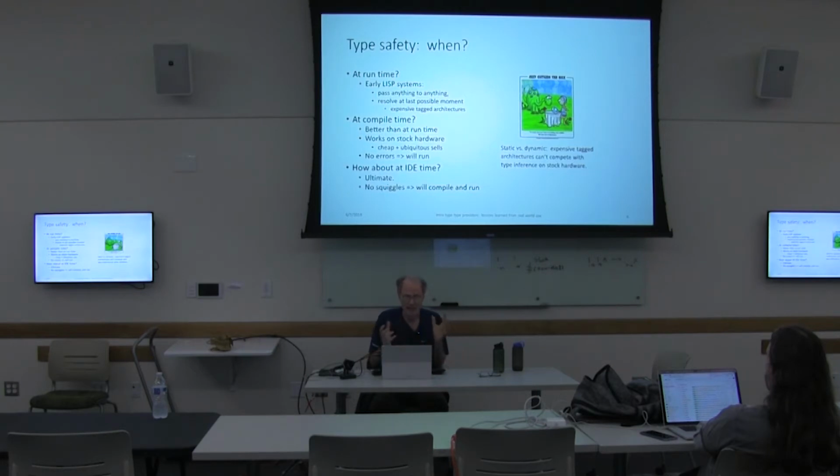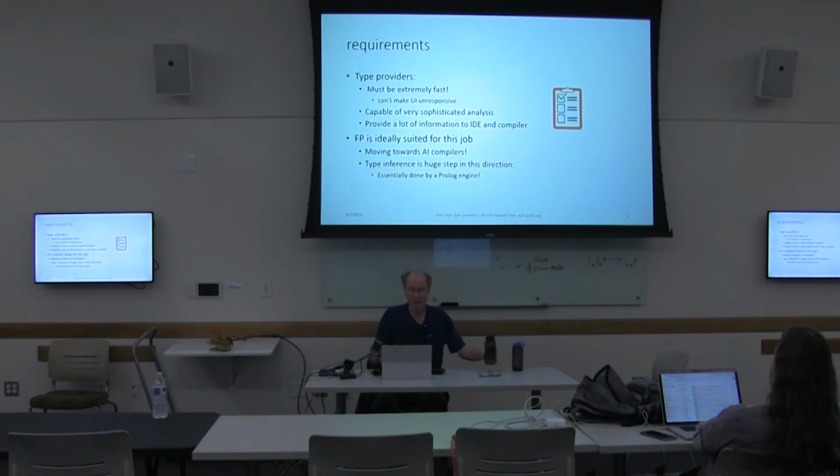Okay, so if we can have type safety at the IDE time, basically, you're looking at the IDE, and if there's no squiggles, you know it's going to compile. You don't even need to call the compiler to find out. If there's no squiggles, you know it's going to compile, and if it compiles, it's probably going to run as well. Okay, so to pull this off, type providers have to be very fast. They can't make the UI unresponsive. That means they have to be capable of very sophisticated analysis, because they have to provide a lot of information to the IDE and the compiler. And FP, functional programming, is ideally suited to this. It's almost like we're moving toward artificially intelligent compilers, and type inference is a huge step in that direction. Essentially, it's like having a Prolog engine running all the time while you're in the IDE to work out your types for you. That's pretty cool.